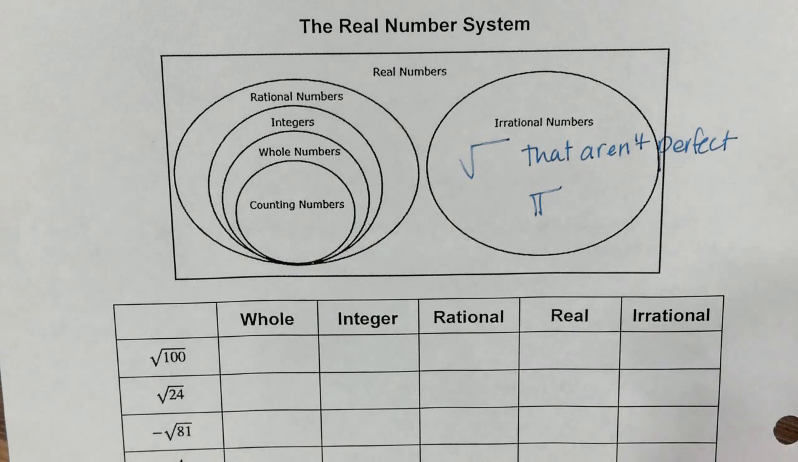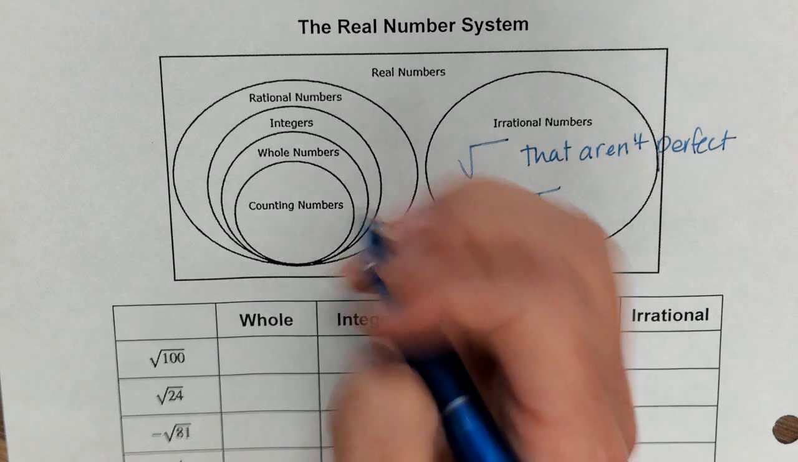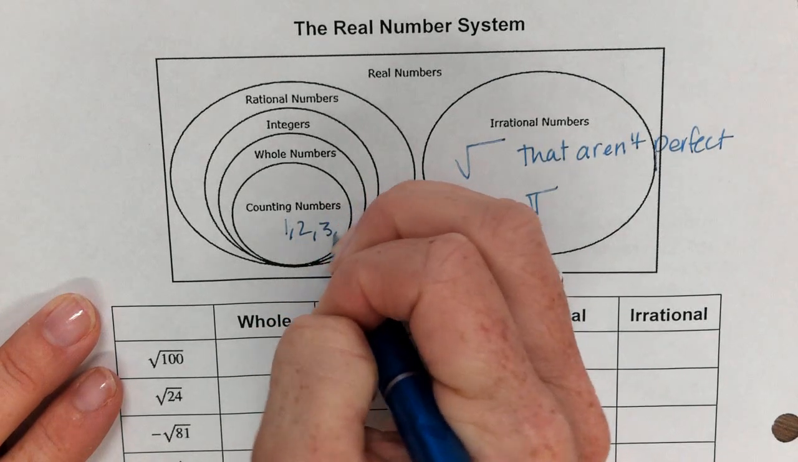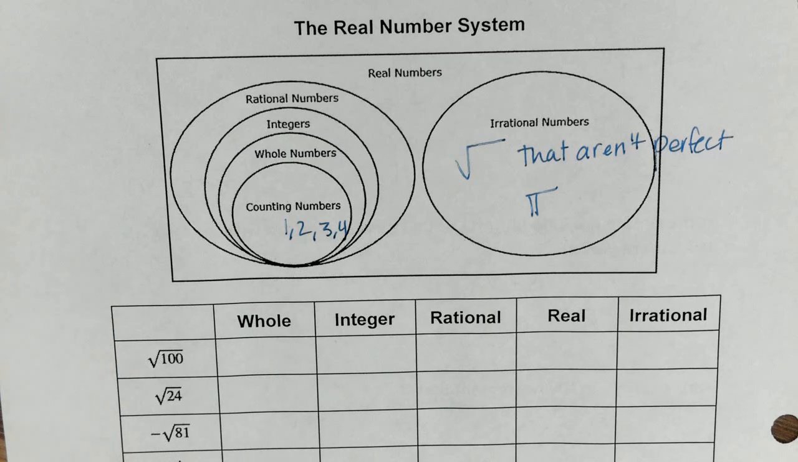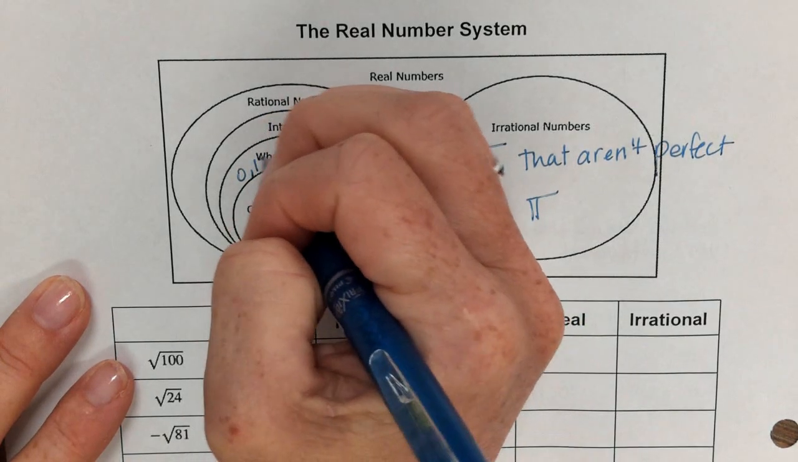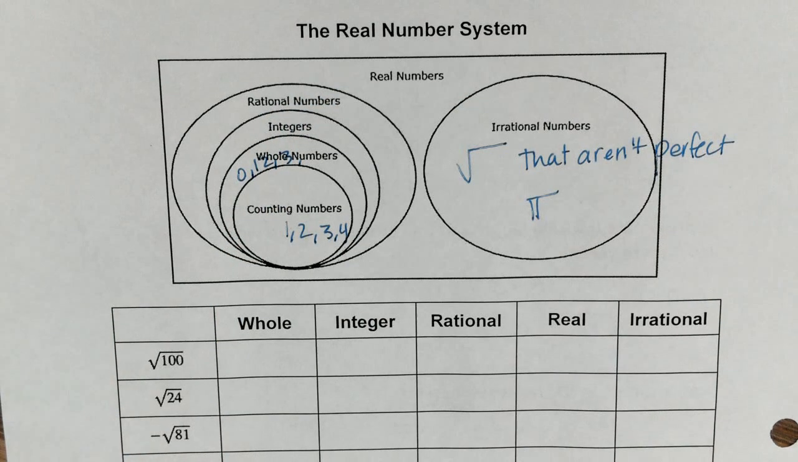Counting numbers are whole numbers. Counting numbers don't include 0, because you don't start counting and go 0, right? So counting would start with 1, and whole would start with 0. So whole numbers are the same thing as counting numbers, just counting doesn't include 0.